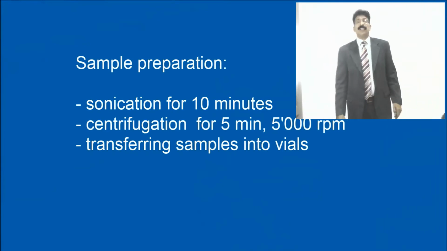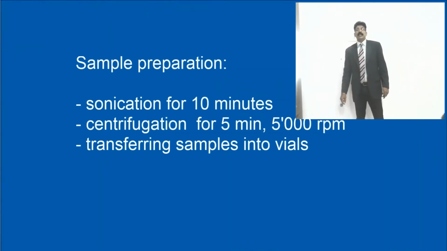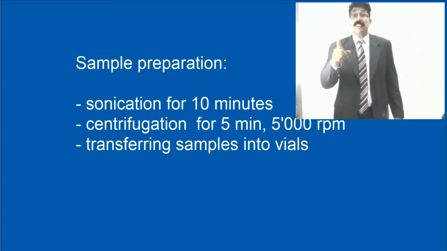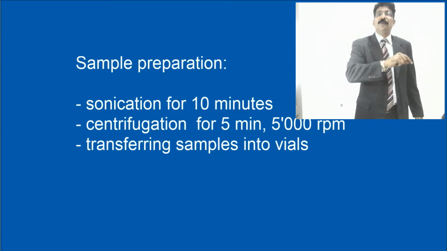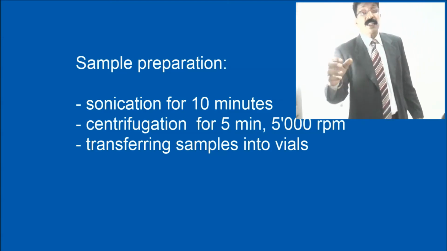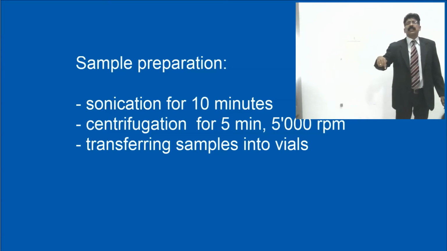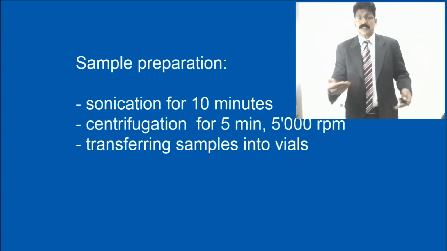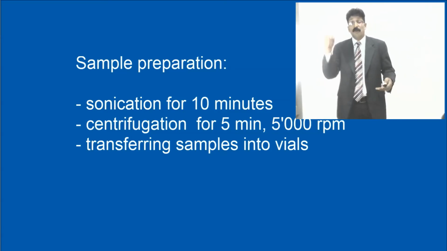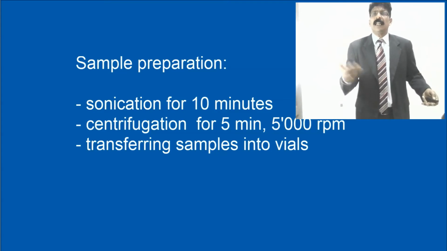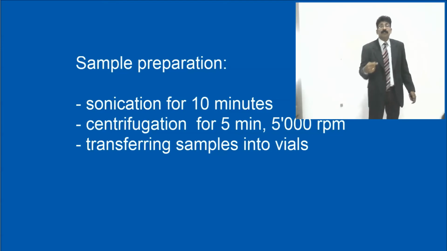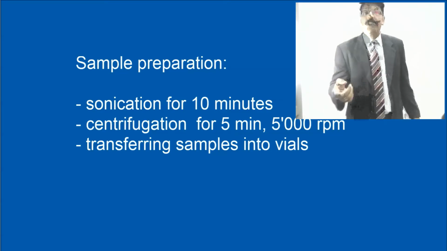Now for the sample preparation you need sonification for 10 minutes, centrifugation for 5 minutes at 5000 RPM, and transferring samples to vials. These three things will happen now in the video, so you can watch that very clearly. Sonification means not using a stirrer or anything; by ultrasonic waves you get mixing of the solvent system, the methanol which you have added in the test tube. It will mix clearly, and then after mixing you give centrifugation at 5000 RPM speed, and then you transfer the sample into vials, and it will be sealed as shown.